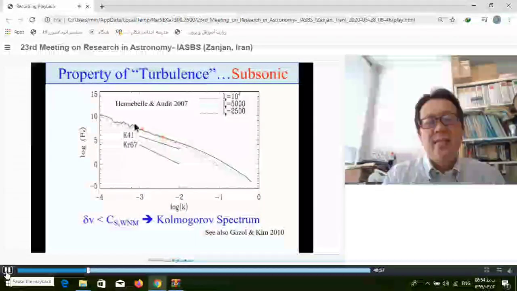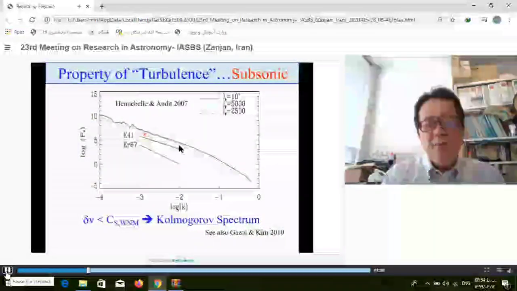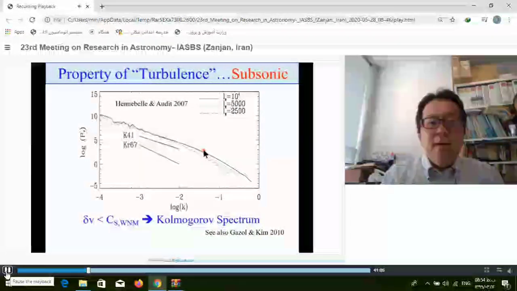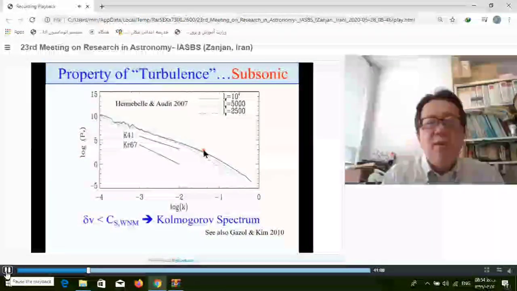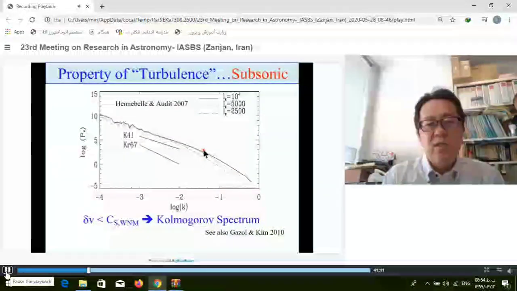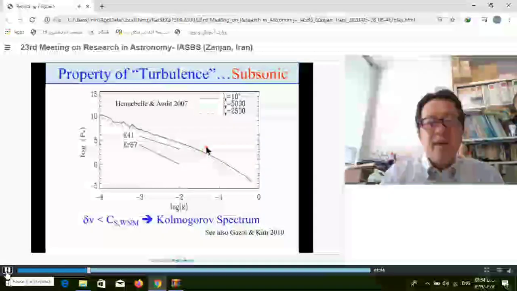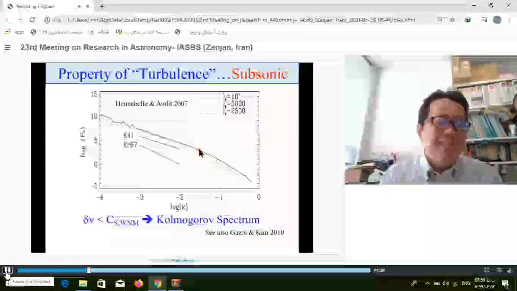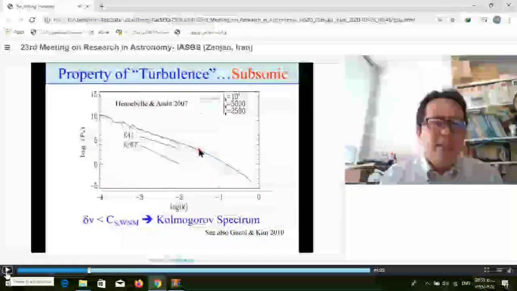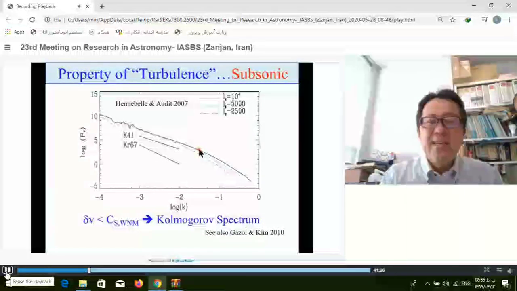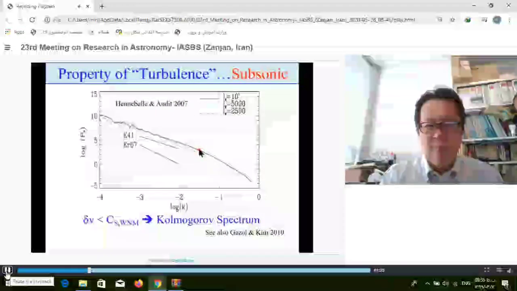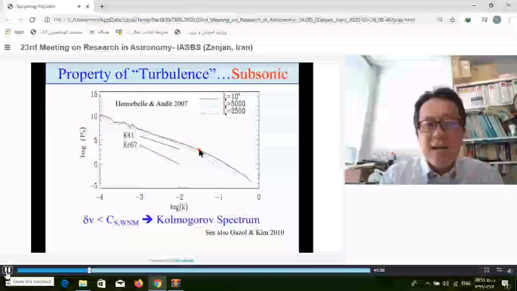Essentially a 5/3 Kolmogorov law. You might be surprised because we are talking about highly compressible gas. Why? Turbulence is famous for incompressible fluid, like turbulence in water, right? So the reason is the following: this turbulent motion is created by the pressure of the warm neutral medium, the interclump medium, and this velocity is actually smaller than the sound speed. Therefore, this is a subsonic turbulence.